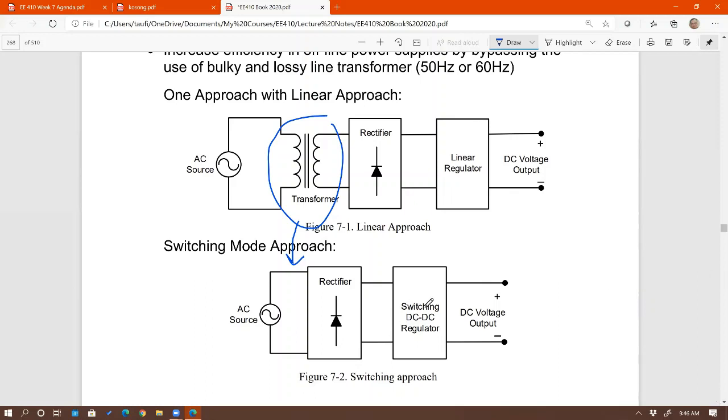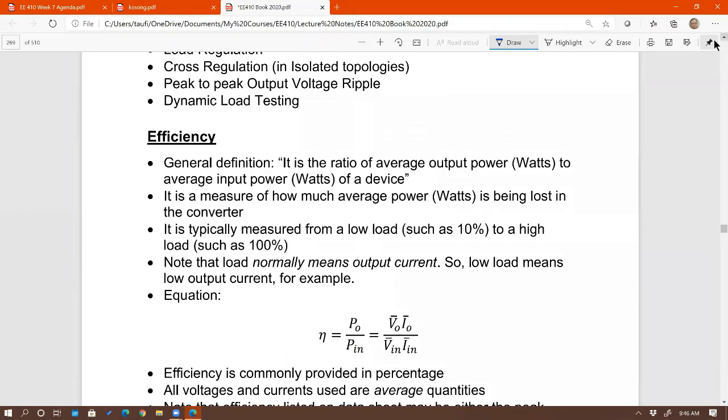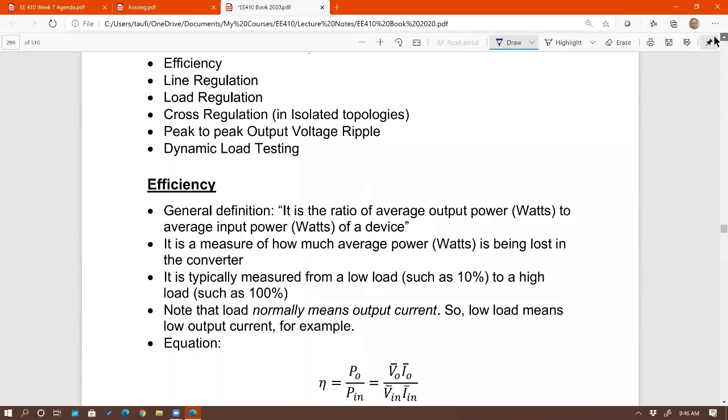Although you may see a transformer here in the DC to DC converter, it's going to be a relatively small transformer because it's a high switching frequency transformer. Okay, so this next topic relates to our lab today.